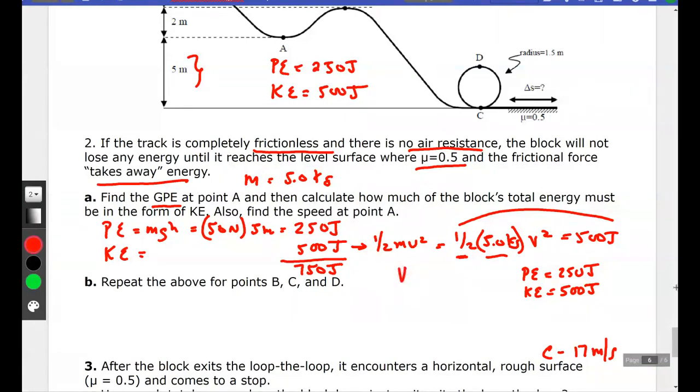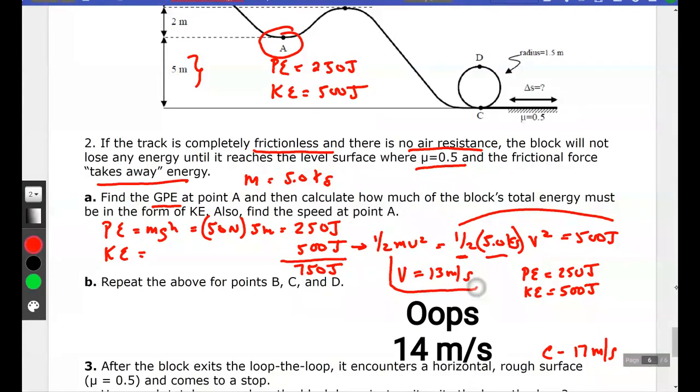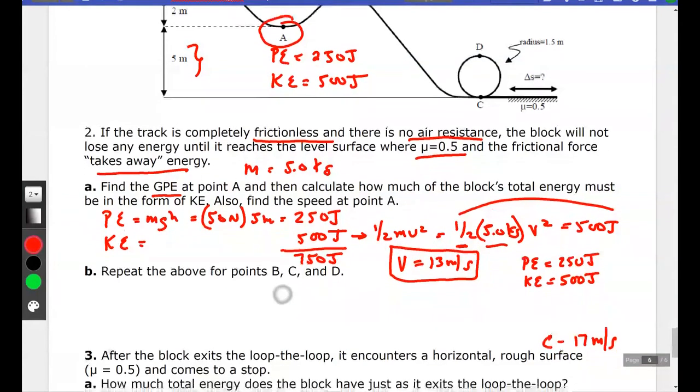So the velocity at point A, which is right here, when you round it to two significant digits, is 13 meters per second. Repeat the same thing for B, C, and D.